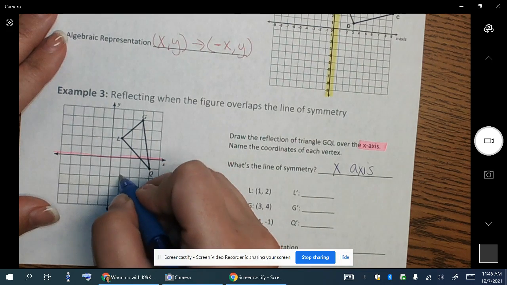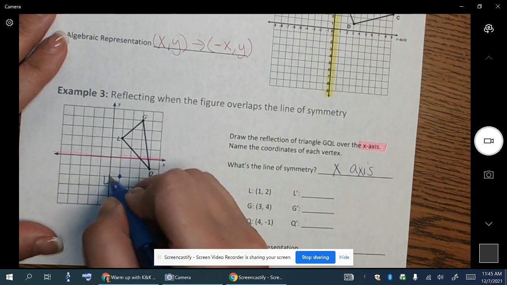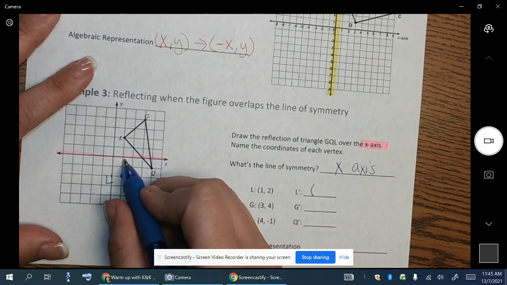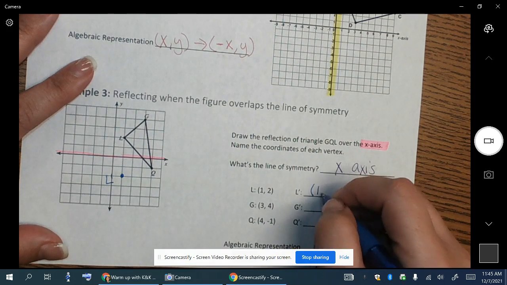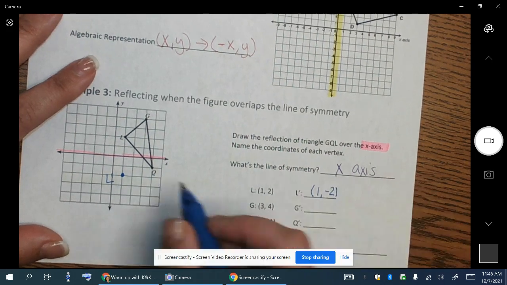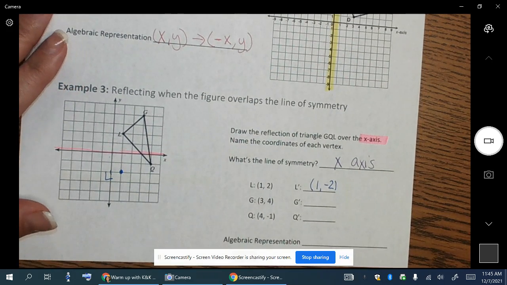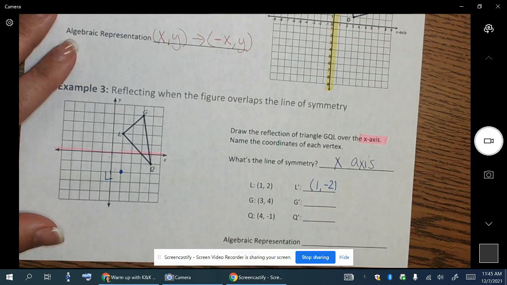2, so it should be 2. So what do you think the coordinates for L prime are? Positive 1, negative 2, because it went over 1 and down 2.